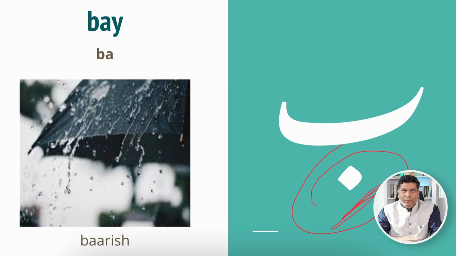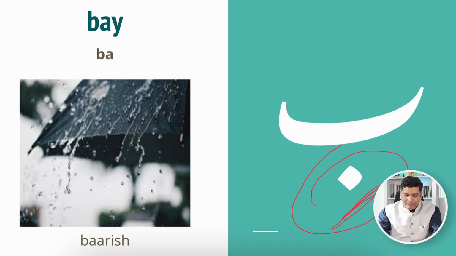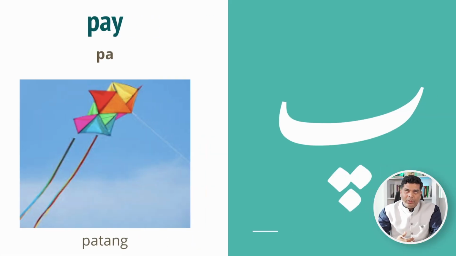Now, a nukta could be one or more, and the placement of the nukta results in the sound that the letter carries. Here, for example, the letter is called Be. The sound is Ba. And the object or phenomenon it represents is Barish, because Barish starts with Be. Similar to Be, you have letters with similar shapes. Another letter is called Pe, giving the Pa sound, and for example, Patang comes from Pe.